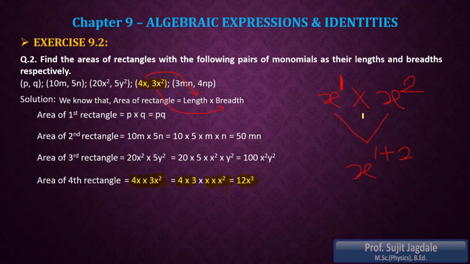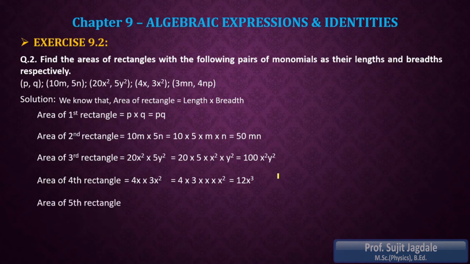So just remember, if bases are same, if base variables are same, then you have to just add the powers. There is no need to perform the multiplication. Simply add the powers and keep that variable as it is. So here x I had kept as it is. 4 3s are 12x and powers are 1 and 3.. So I had just added those powers. So I got 12x cube.